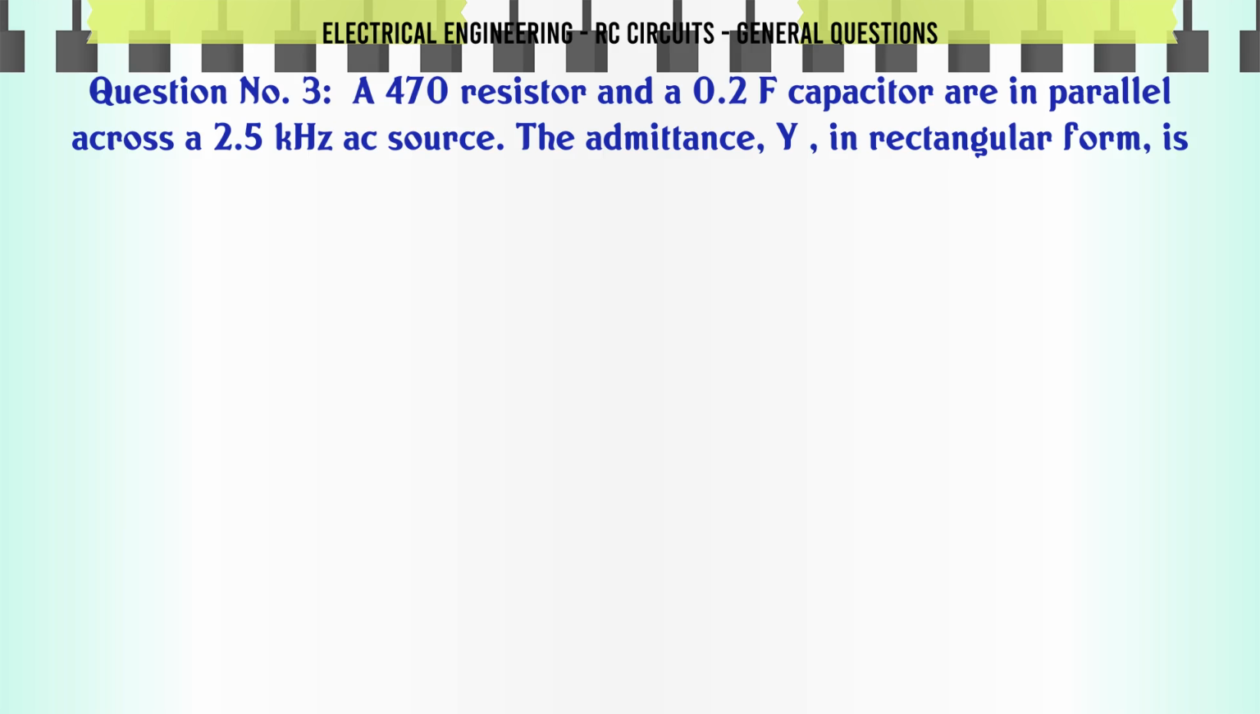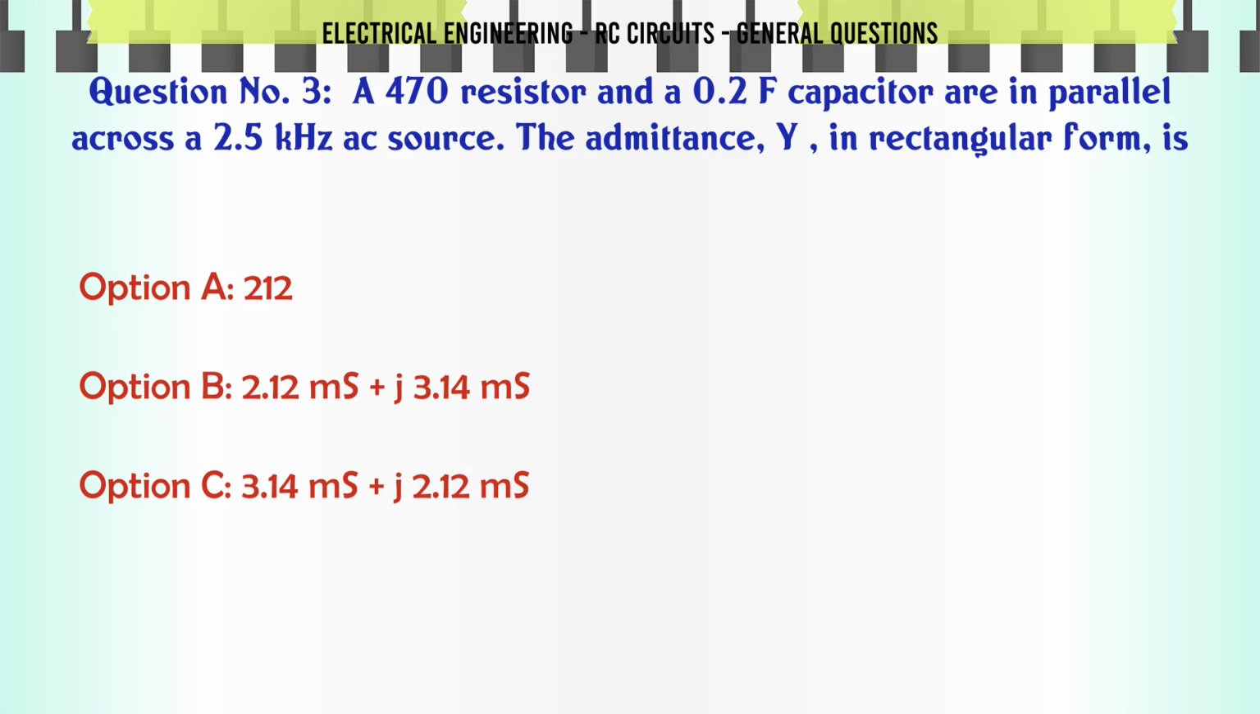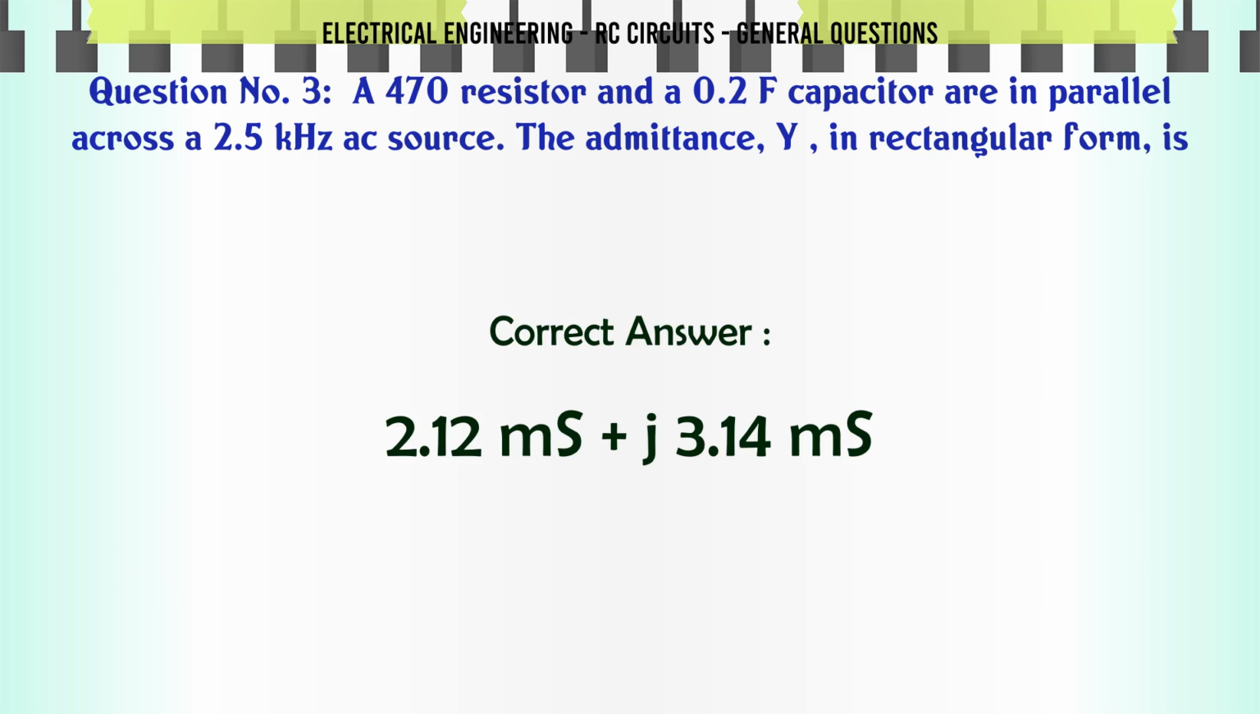A 470 Ω resistor and a 0.2 µF capacitor are in parallel across a 2.5 kHz AC source. The admittance Y in rectangular form is A) 212, B) 2.12 mS, j3.14 mS, C) 3.14 mS, j2.12 mS, D) 318.3. The correct answer is 2.12 mS, j3.14 mS.